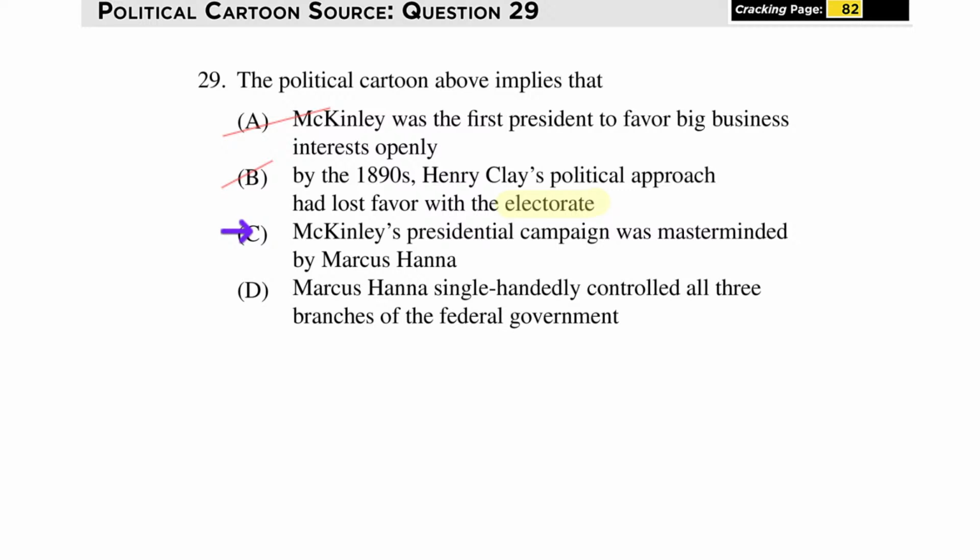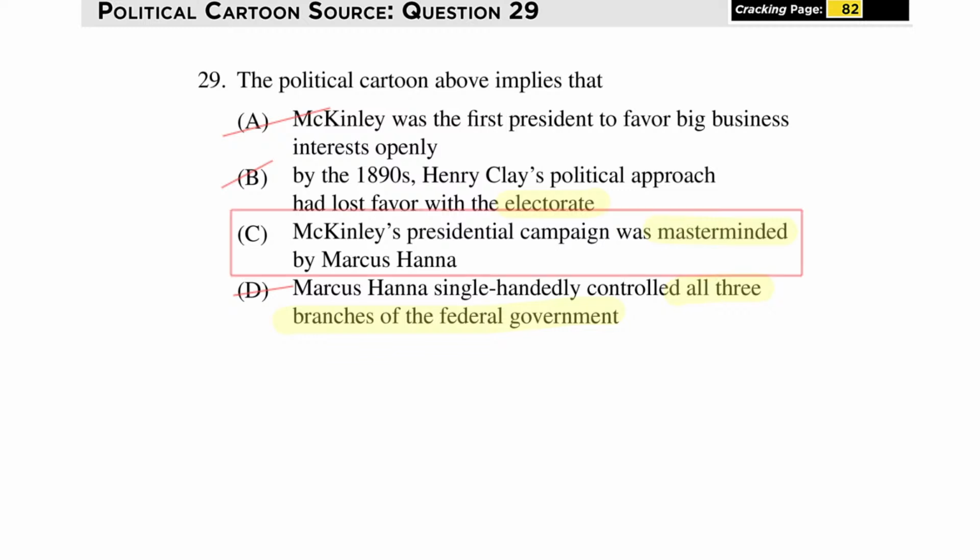What about C? McKinley's presidential campaign was masterminded by Marcus Hanna. Well, masterminded might seem like a strong word, but Hannah does seem to be talking down to him. He seems to be almost treating him like a child. So let's hang on to this one. And what about D? Marcus Hanna single-handedly controlled all 3 branches of the federal government. Okay, that sounds a little too strong. He might have controlled McKinley, but controlling all branches of the federal government, I think if that were true, we would know who this guy was, right? So our best choice is answer C, because that's really what we see in the cartoon.